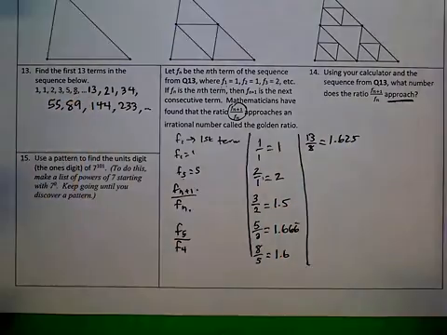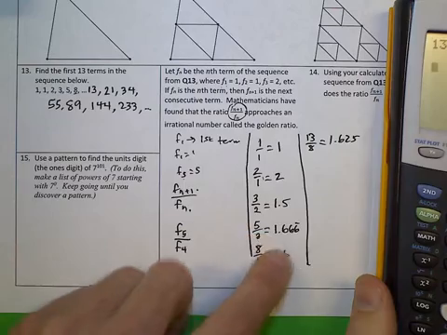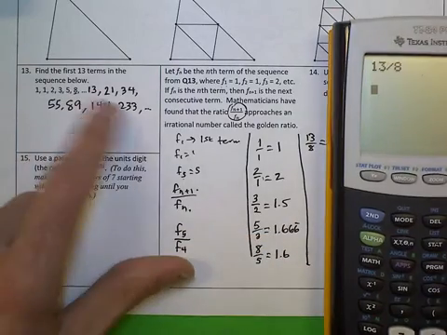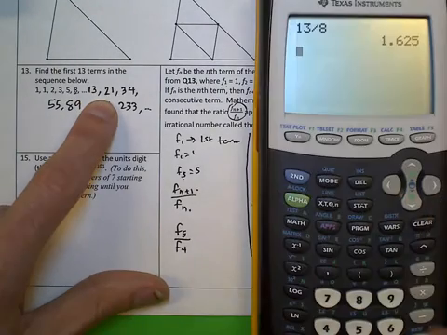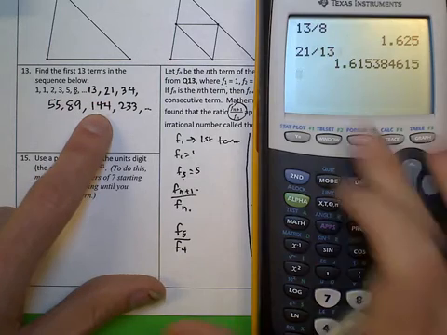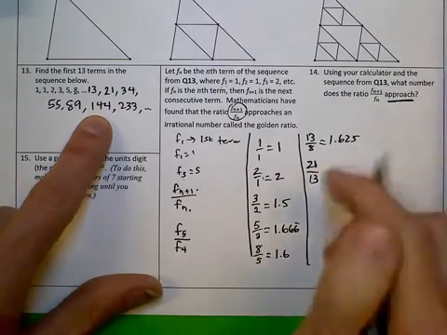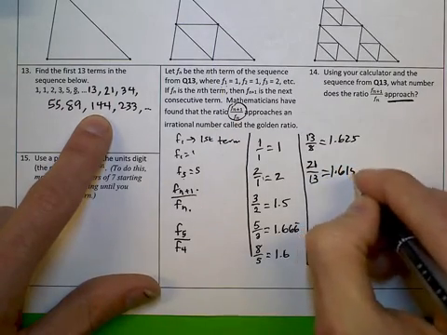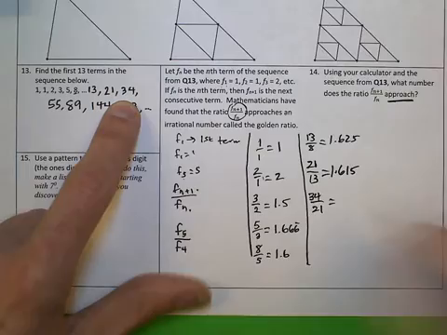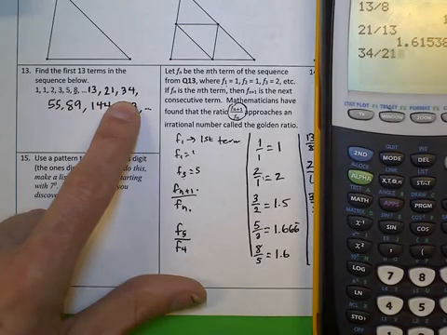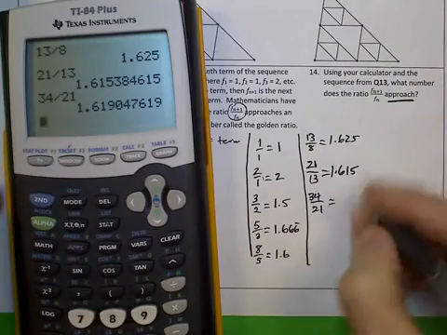Does it look like something's happening with the numbers so far? It looks like so far I've locked in on 1.6, and there's some other stuff that's going on here. The next one is going to be 21 over 13. I'm just going to round this off. Maybe I do 3 decimal places. So 1.615. And then the next one is 34 divided by 21. 1.619. So I was going to round it off.